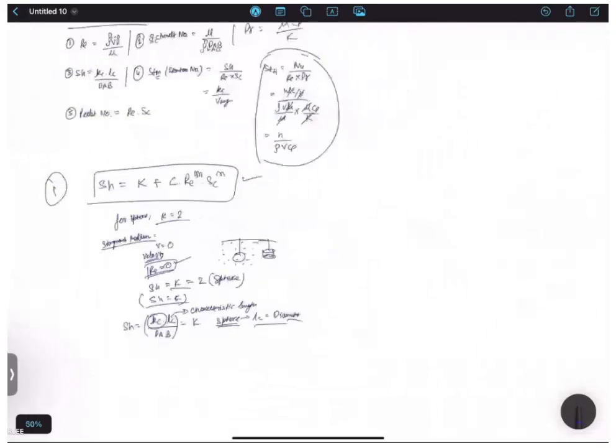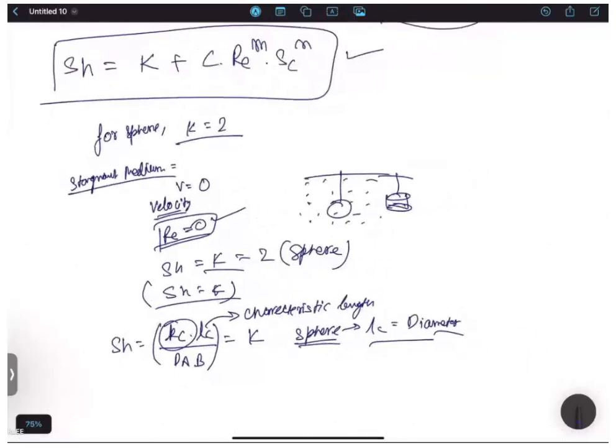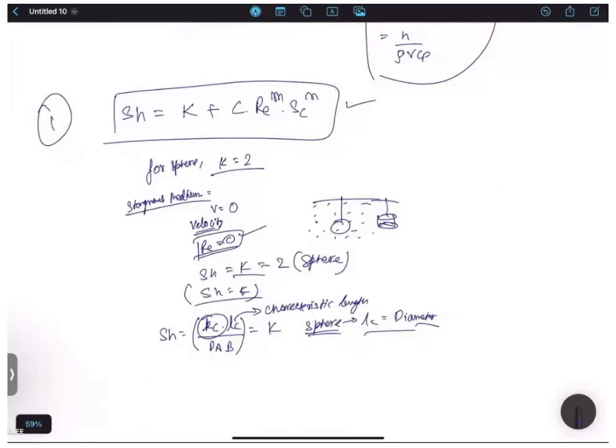We have two more analogies. This thing is clear, no? We just said that our Sherwood number we can write as k plus some constant c, Re to the power m and Sc to the power n, where m, n, c are all constants. We say that for sphere our k value will be equal to 2. And if it is a stagnant medium, then velocity will be equal to 0. If velocity is 0, then Reynolds number will also be 0. And if Reynolds number is 0, then our Sherwood number will just be equal to k, which is a constant. For sphere, the constant value is 2. And also the characteristic length for sphere is equal to diameter. So this much you remember, it's enough. You will find two or three PYQs based on just this simple concept only.